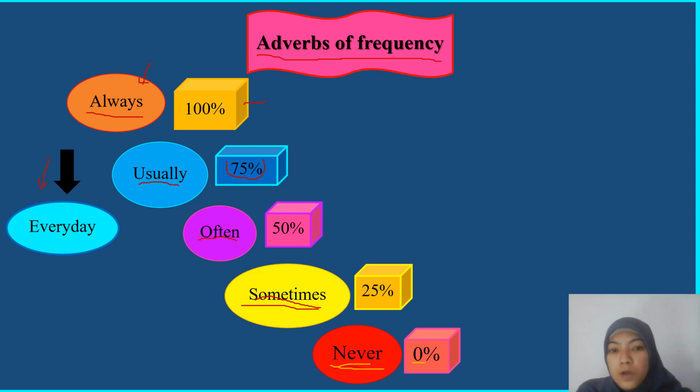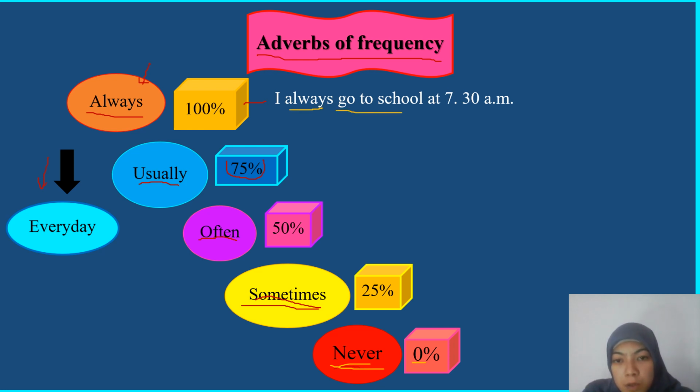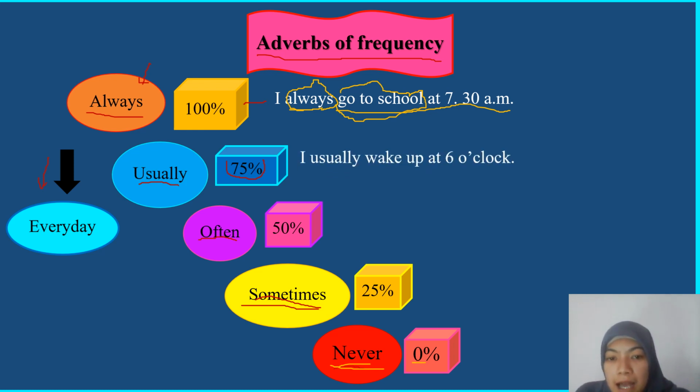So let's see the example sentence of the word always. For example, I always go to school at 7:30 a.m. in the morning. Always is what we call an adverb of frequency, and go to school we call a routine. That's the activity that you do in everyday life. Okay, and the next one, usually. I usually wake up at 6 o'clock. Wake up is a daily routine, right?